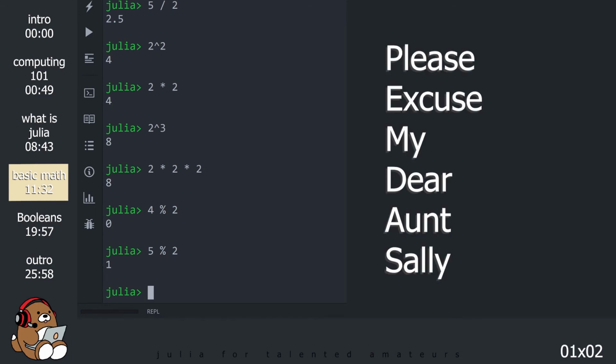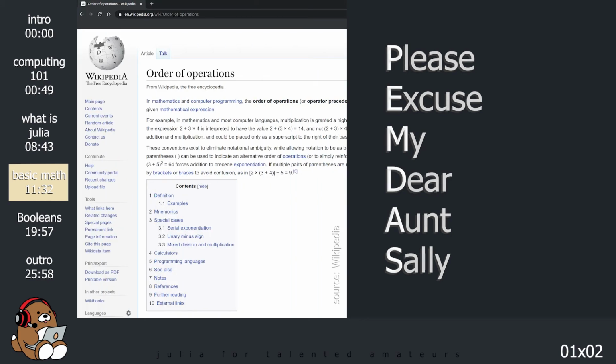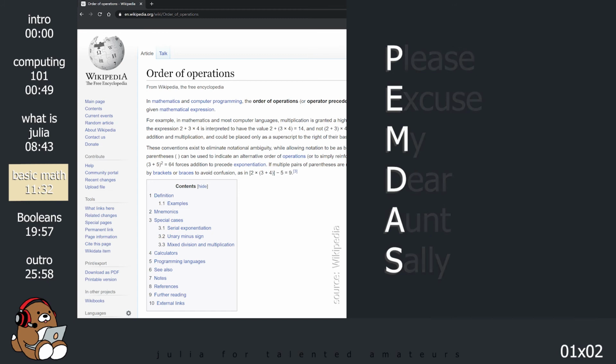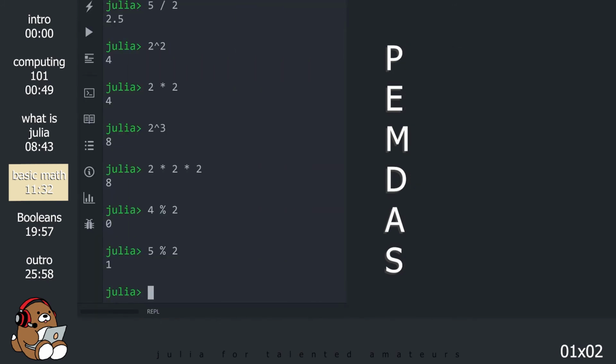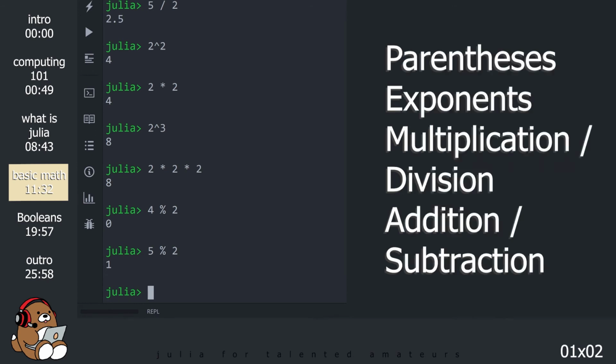Please excuse my dear Aunt Sally. Do they still teach this in elementary school? When I was a kid, we were taught, please excuse my dear Aunt Sally, to remember the order of operations. I don't remember the names of any of my teachers, but for some reason, I still remember this mnemonic device. Please excuse my dear Aunt Sally stands for parentheses, exponents, multiplication/division, addition/subtraction. As expected, Julia follows the order of operations.